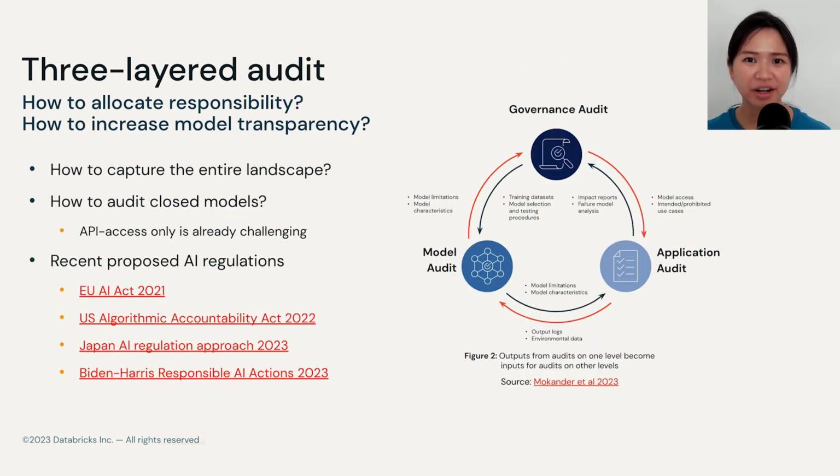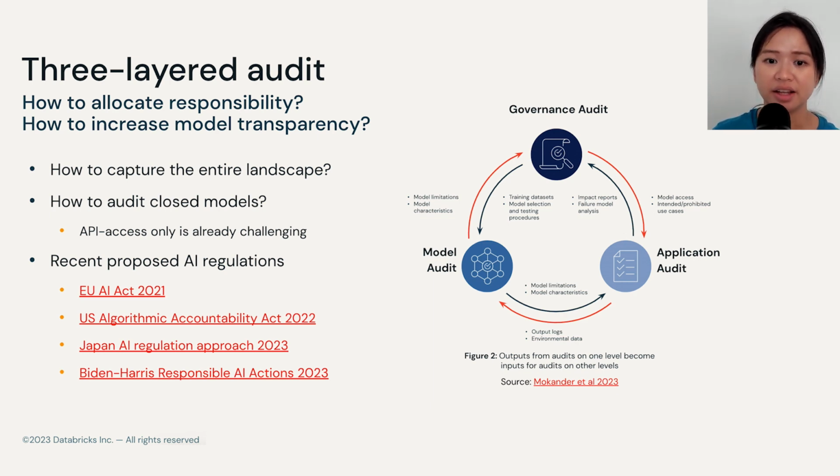We can think about regulation from a three-layered standpoint. So this paper in 2023 proposes that we can audit on three separate layers. First is governance, which refers to the fact that we should audit technology providers. This means all the big companies that are providing us the models to use.